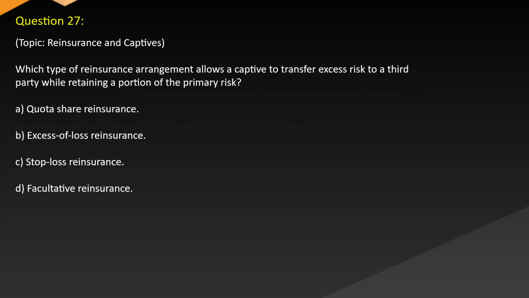Question 27. Topic: Reinsurance and captives. Which type of reinsurance arrangement allows a captive to transfer excess risk to a third party while retaining a portion of the primary risk? A. Quota share reinsurance. B. Excessive loss reinsurance. C. Stop loss reinsurance. D. Facultative reinsurance.